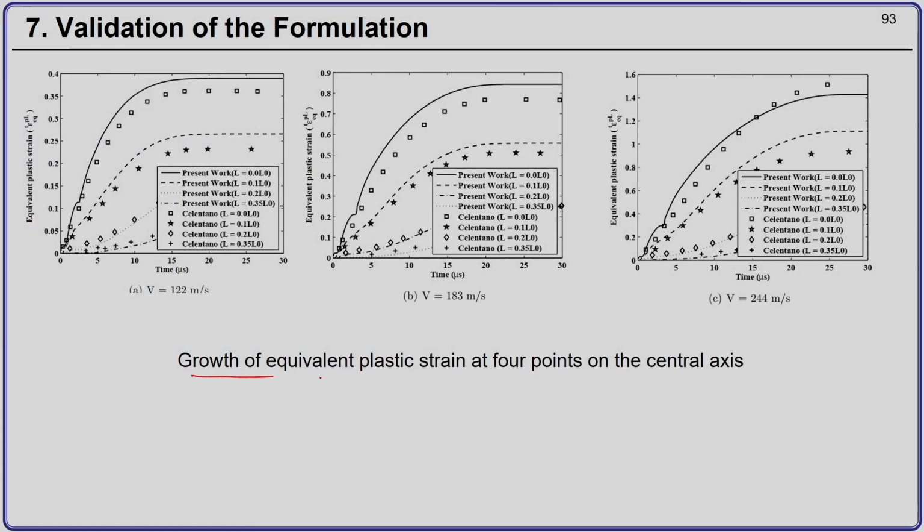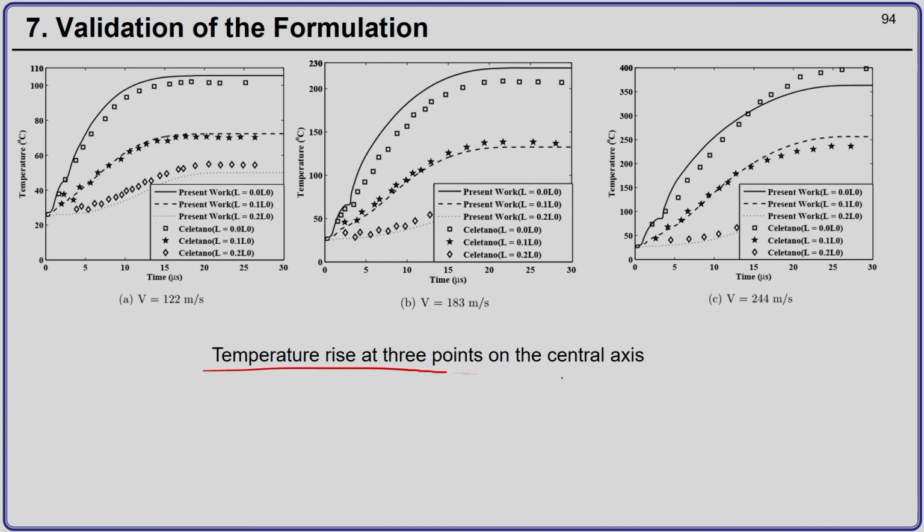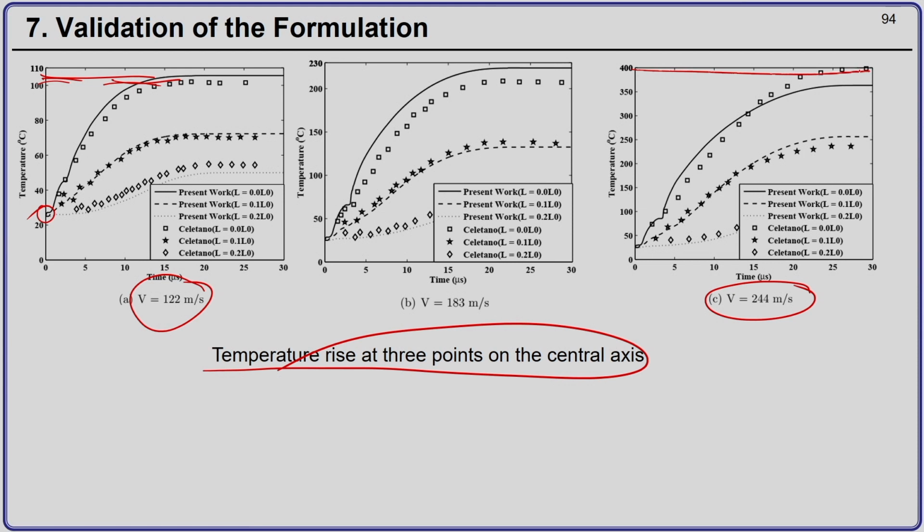Okay. So, these are the growth of plastic strain at 4 points along the impact axis, and this is the temperature rise. The initial temperature is 25 degrees, and you see that for lower velocities the rise of the temperature is only around 108 degrees, while for 244 it can go up to 400 degrees centigrade. From 25 it goes up to that level, and for 3 impact points our results match well with the result reported by Celentano.